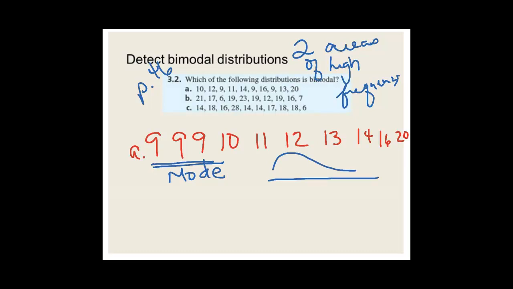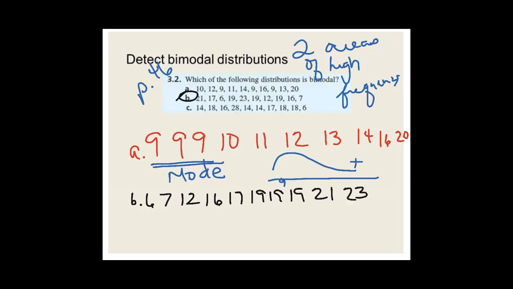The distribution in 3.2b is also not bimodal. The ordered scores are 6, 7, 12, 16, 17, 19, 19, 19, 21, and 23. Again, there is only one mode, 19.